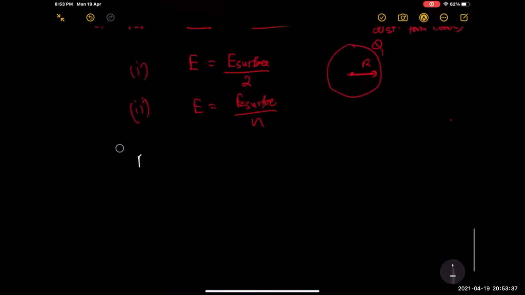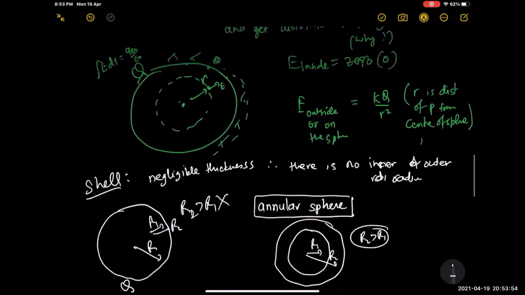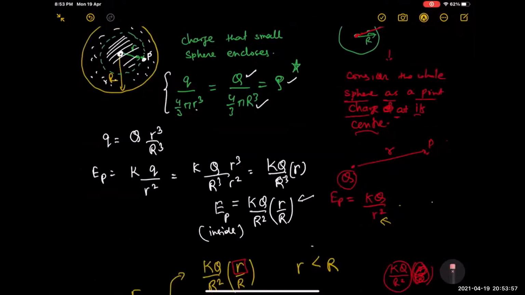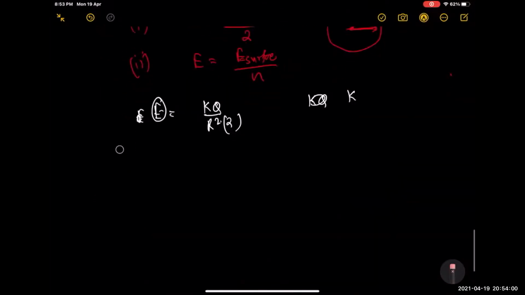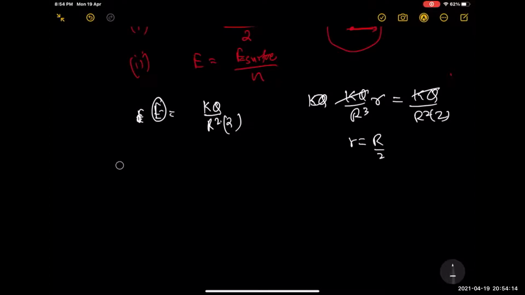So see, what is the electric field at the surface? It is equal to kQ by R square, divided by 2. And what is the electric field at any point? If it is inside, it was kQ by R cube into r, right? kQ by R cube into r is equal to kQ by R square into 1 by 2. Understood? When you solve this, kQ is gone, and you will get r is equal to R by 2, which is pretty much obvious, right?